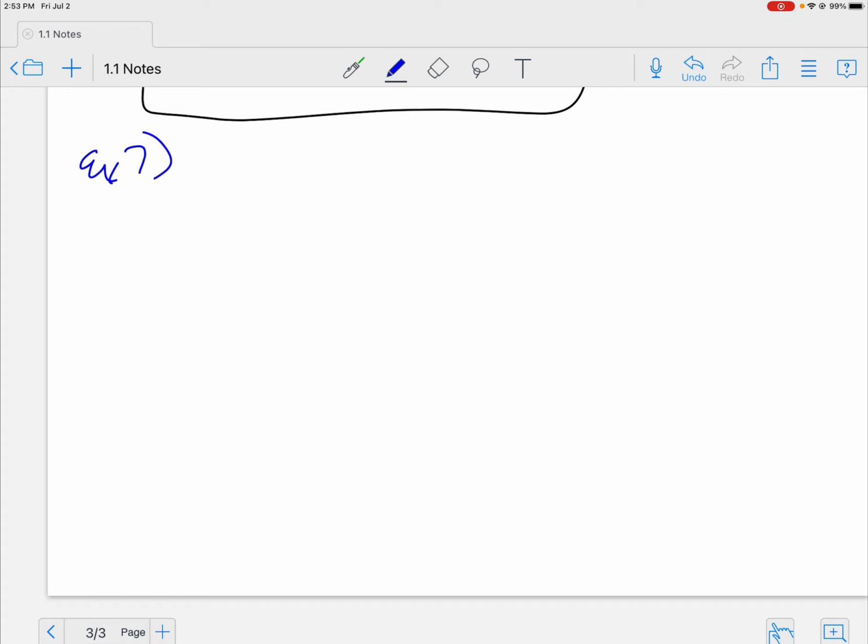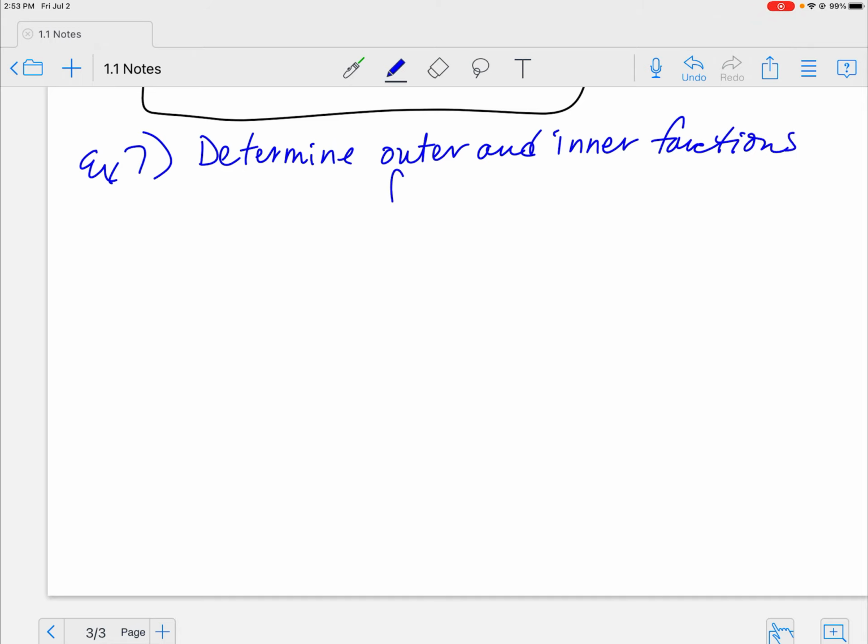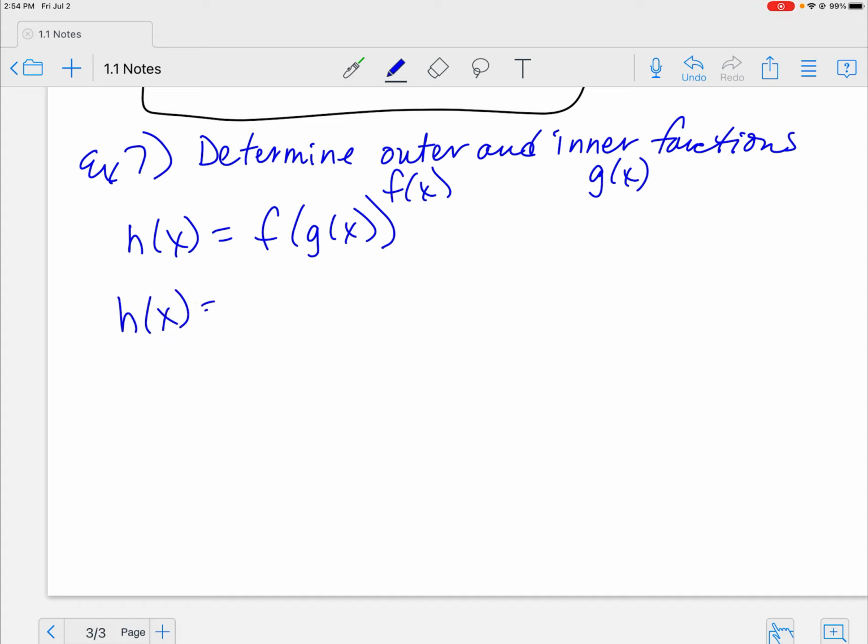Also, if you have a function that's already put together, then we want to break it apart. Determine the outer and inner functions. I'm going to make this outer an f of x and the inner a g of x. And then that's why I have h of x here is equal to f of g of x. All right? And we're figuring out what's our f of x and our g of x.